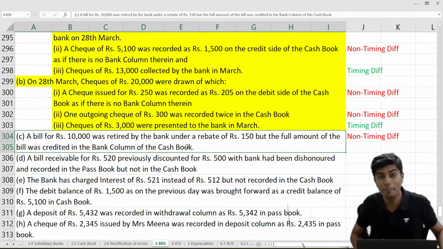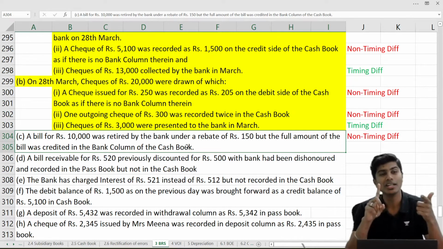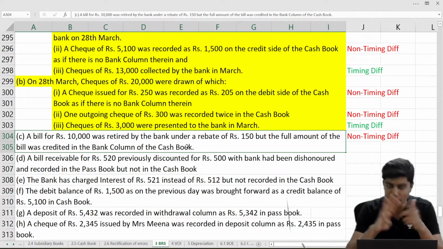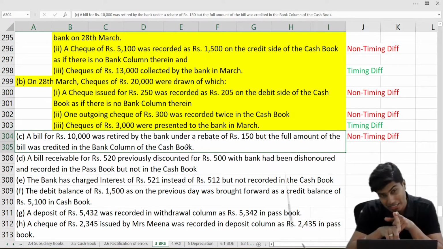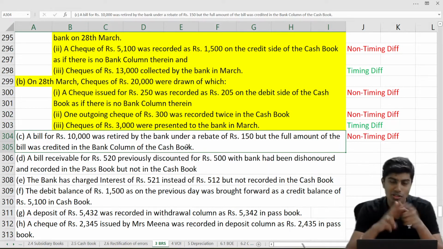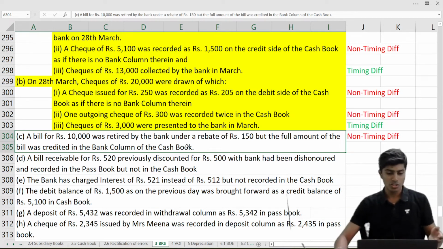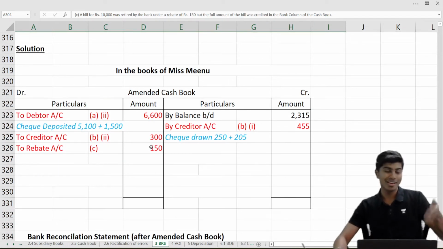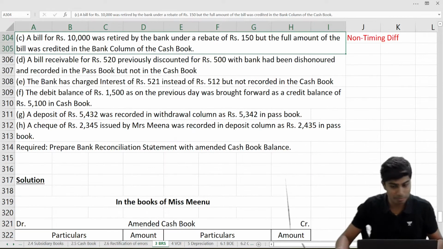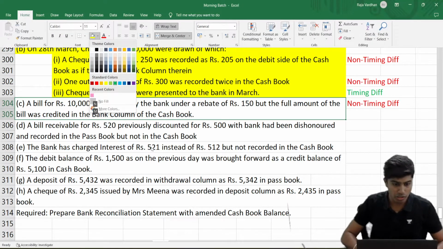Sorry, that wouldn't happen. The correct entry is bills payable account debit 10,000, to rebate account 150, to bank account 9,850. By mistake, we have written bills payable account debit 10,000 to bank account 10,000. So now we'll rectify it by writing bank account debit 150 to rebate account 150. So this is a non-timing difference. So in the amended cash book, I wrote to rebate account 150. I wrote it correctly, but I'm not able to express it. I hope it is fine at this point with you all.